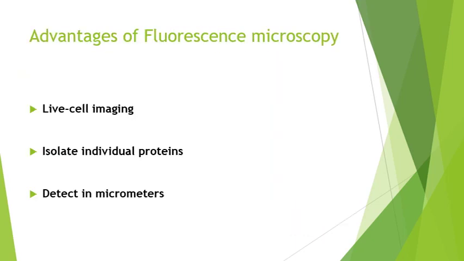Here we have some of the advantages of this technique. We can image living cells through this microscopy, or even isolate an individual protein and observe the general structure or chemical substances of that protein. We can detect very minute substances, in the micrometer range, through fluorescent microscopy.